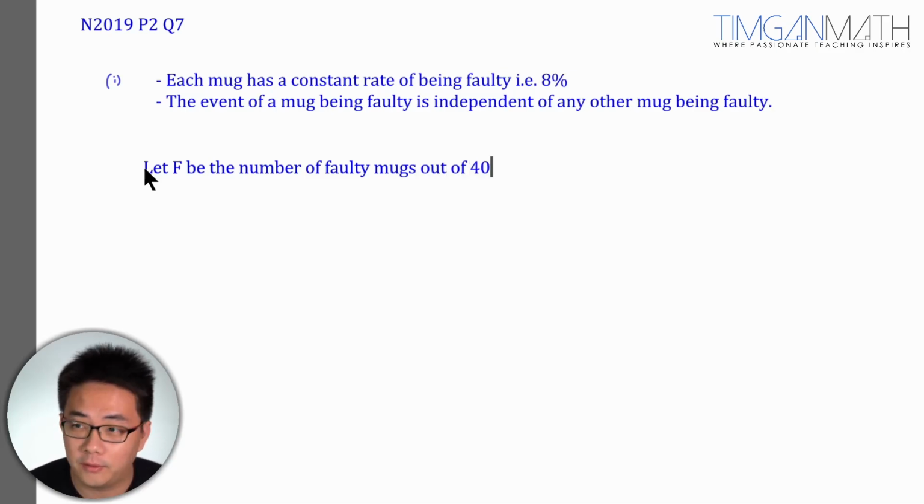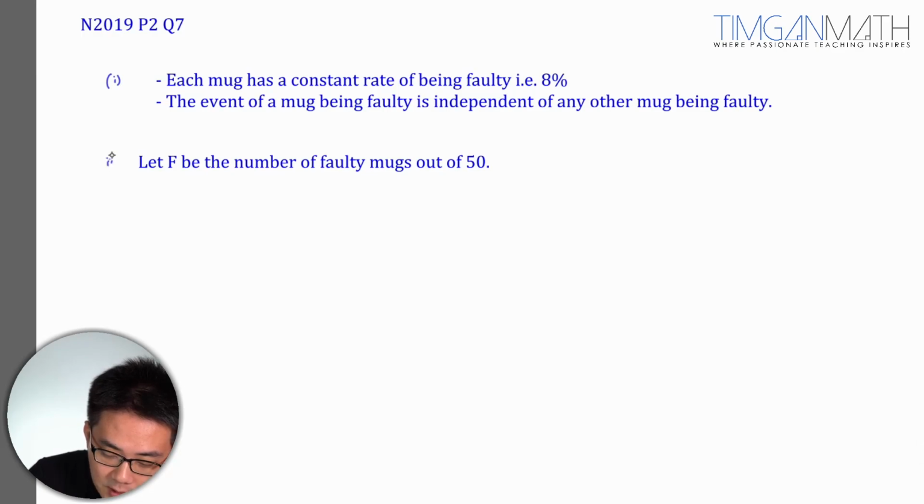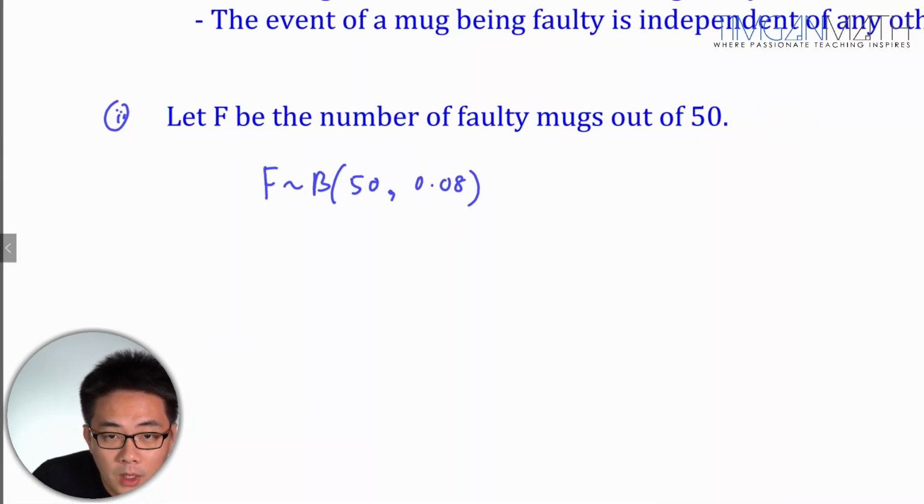out of 50, right? That is what it is every day. So that is the number of marks there. So in this case, f follows a binomial distribution, and this is 50 marks, and each mark has got an 8% chance of being faulty, 0.08. There you go. So at least 7 marks are found.